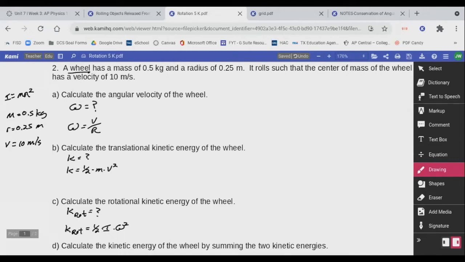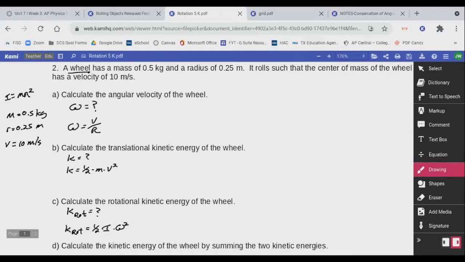In my margin, I've written my given. I've got the rotational inertia equals mr squared, based on it being a wheel. I've got my mass as 0.5 kilograms, my radius as 0.25 meters, and my tangential or linear velocity as 10 meters per second. I know that was linear velocity because of the units they gave me, meters per second. If it was in radians per second, that would be my angular velocity. So knowing the units really helps identify my variables.